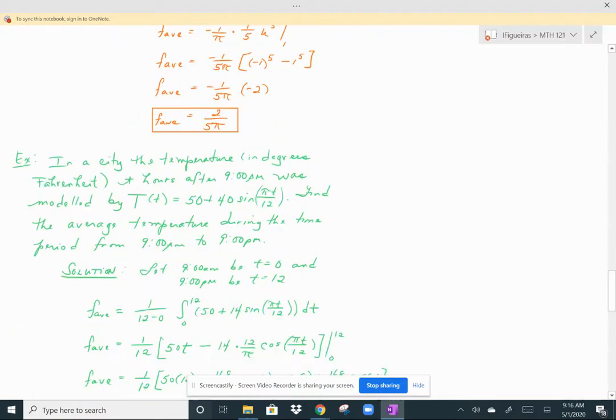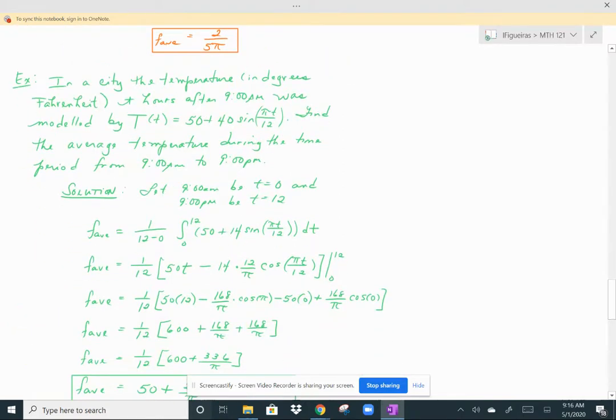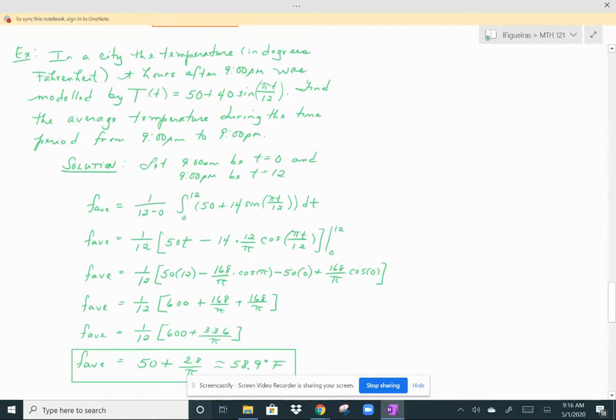Okay, so here's another, more of a word problem, but it's regarding average value. So in a city, the temperature in degrees Fahrenheit, t hours after 9 a.m., was modeled to be the function T of t equal to 50 plus 40 sine of pi t over 12. And we want to find the average temperature during the time period from 9 a.m. to 9 p.m. So in order to set up our average value definition, you're going to have to relate these times, 9 a.m. and 9 p.m., in terms of t.